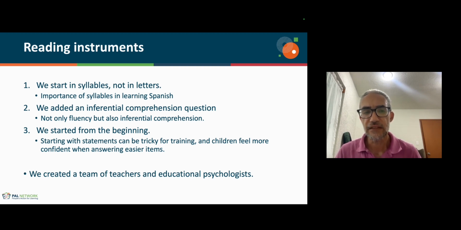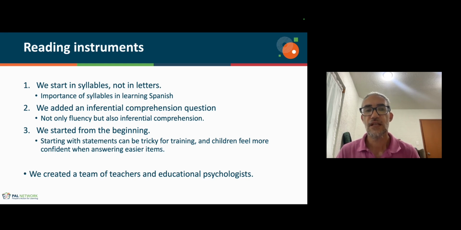First of all, we created a team of teachers and educational psychologists in order to adapt and decide which domains and which components could be included in this instrument. We start, for example, with syllables, not letters. Why? Because in Spanish, syllables are critical for learning to read. It's not the same in other languages, and this is the kind of decision that you could make.